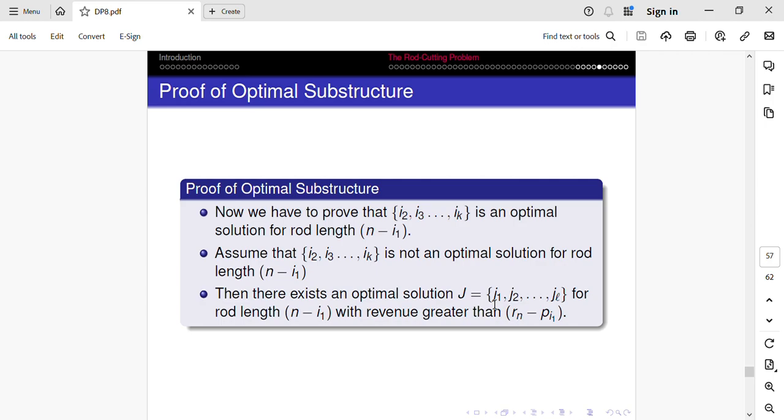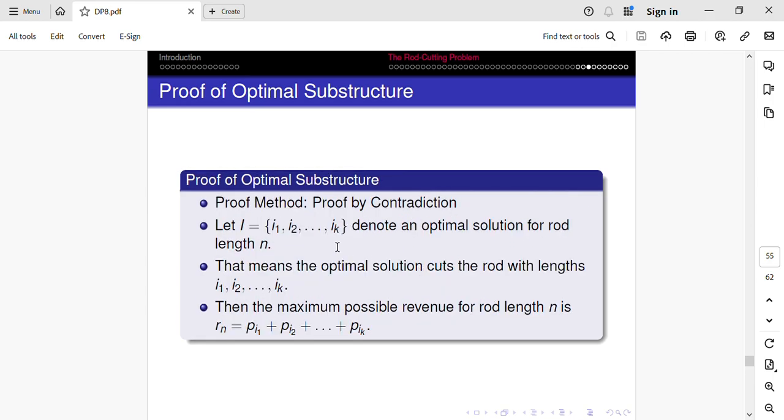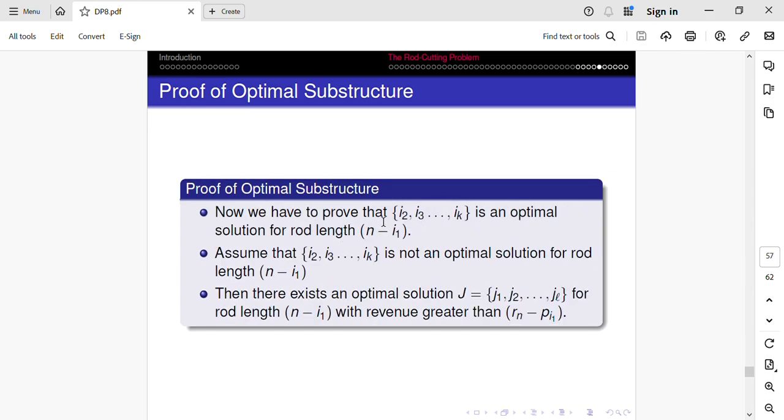Now we have to prove that the original sequence of cuts is I1 up to Ik. I1 is the length of the part that is not broken into smaller pieces. Now we have I2 to Ik. We have to prove that this sequence I2, I3 up to Ik is an optimal solution for rod length n minus I1. Because we are proving by contradiction, we assume that this sequence I2, I3 up to Ik is not an optimal solution for rod length n minus I1.